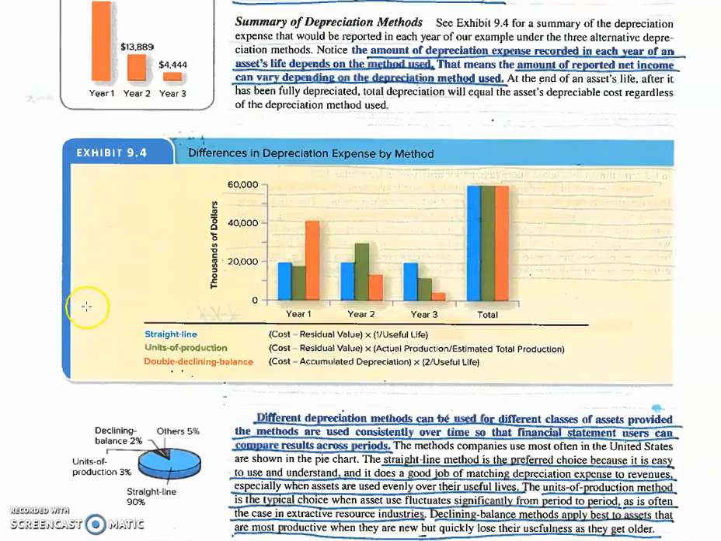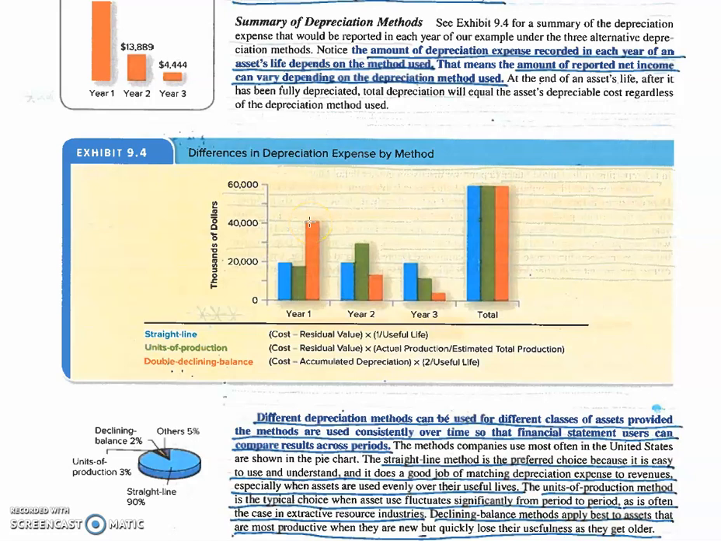Okay, so there is an example of the depreciation expense under the three methods. So you see under straight line, it's the same each year. Under units of production, it varies with production or use. And under the declining balance method, that is what we call an accelerated depreciation method, because we take more depreciation in early years and less in later years.